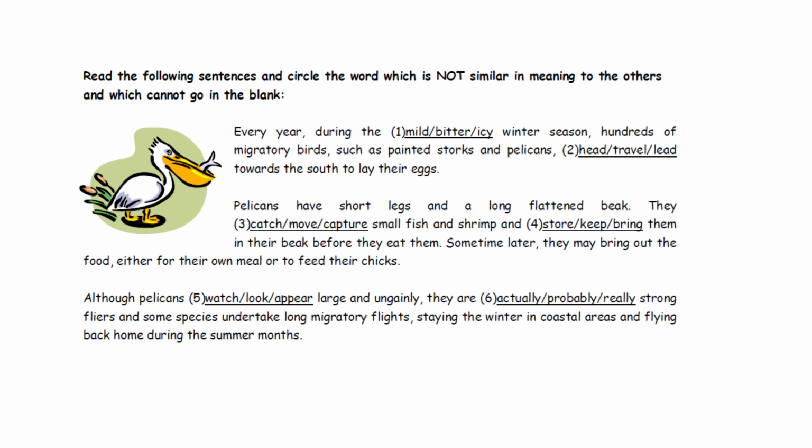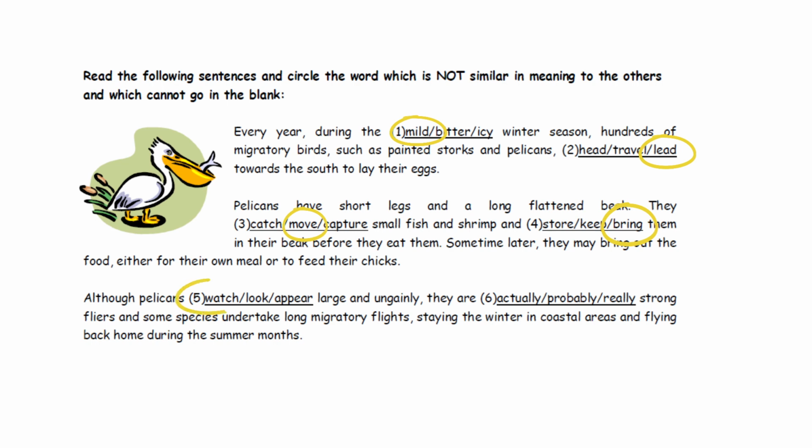Let's check the answers. The first one. Bitter winter season, icy winter season. They are similar. However, mild is different because it means not strong or not severe. The second one, head towards and travel towards are similar. However, lead has a different meaning and it should be circled. The third one, catch small fish, capture small fish, they are similar, therefore move should be circled. Fourth one, to store and to keep have similar meanings, but bring doesn't fit the context here.